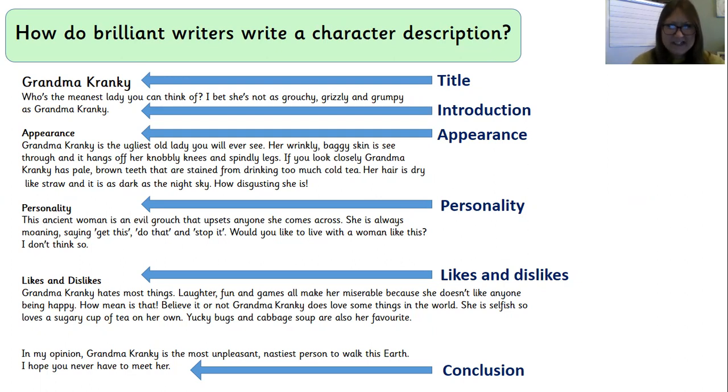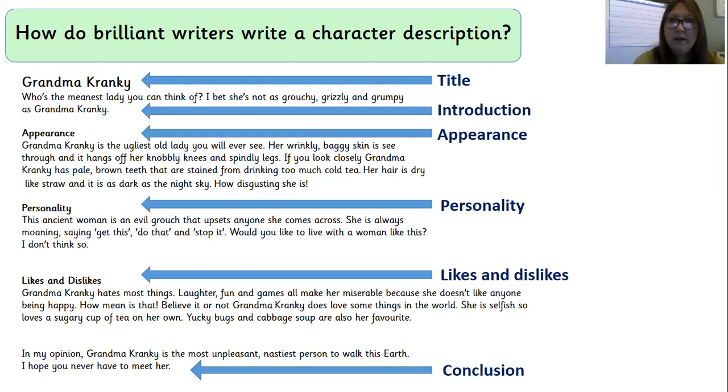How disgusting she is. You may have noticed I've tried to use lots of different sentence types in this. Then we miss a line and we're moving on to a new paragraph. Again, we have that subheading and it says personality. That's what the kind of person is like inside, what kind of person they are.